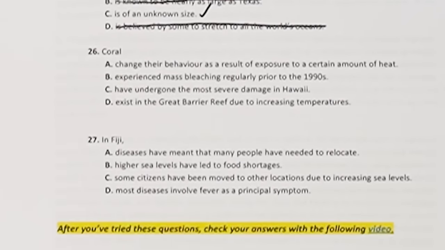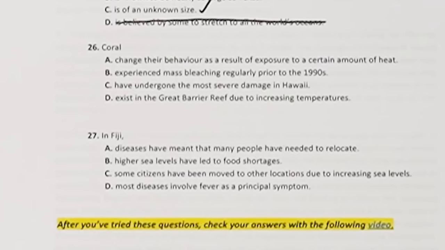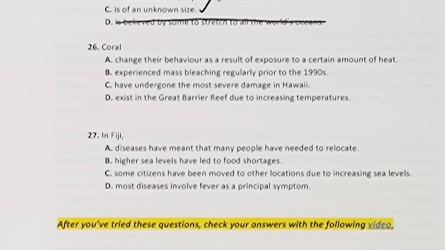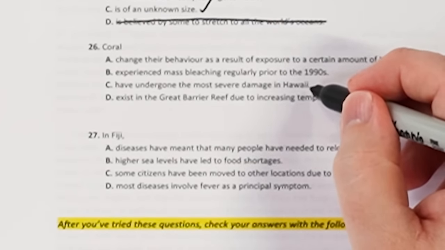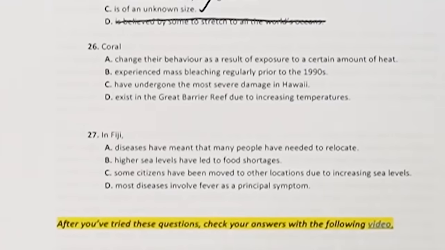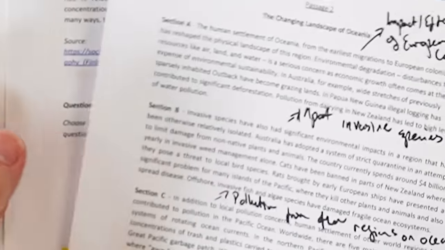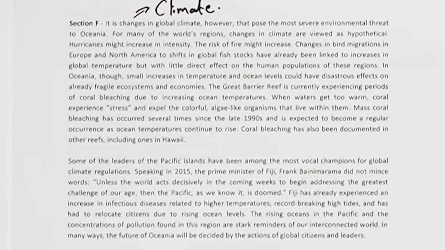So coral change their behavior as a result of exposure to a certain amount of heat, experience mass bleaching regularly prior to 1990, have undergone the most severe damage in Hawaii, exist in the Great Barrier Reef due to increasing temperature. So these ones are about Hawaii and the Great Barrier Reef. This one is about bleaching, and this one is about the behavior of coral, because coral is a living thing, I believe. I might be wrong though. So we know the location of that. It is here. So we need to read carefully the bit where it talks about coral.